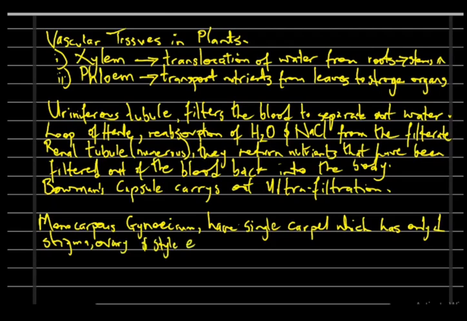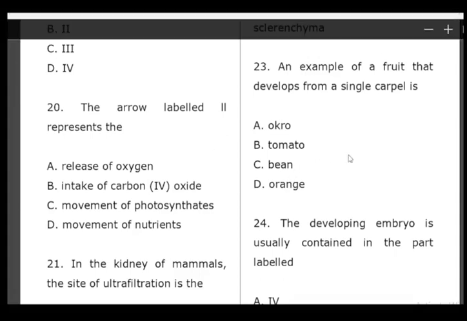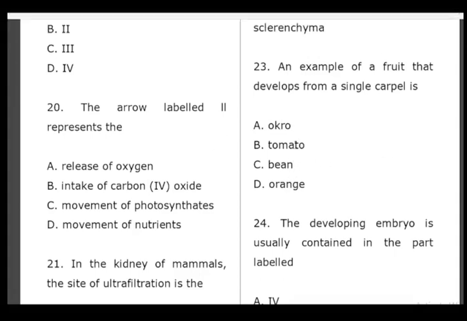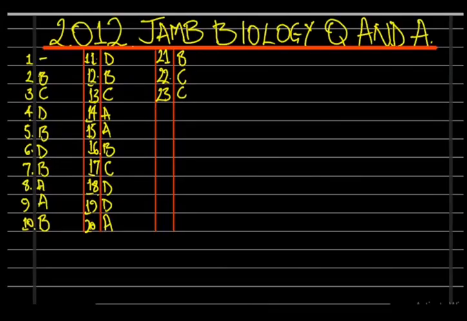We have peaches as examples, and most legumes. Legumes are plants that produce their fruits or their seeds in pods. An example of a legume is bean. Bean produces its seed in a pod. So bean is the major answer that we have here, not okra, tomato, nor orange. It is bean. Question 23 is option C.